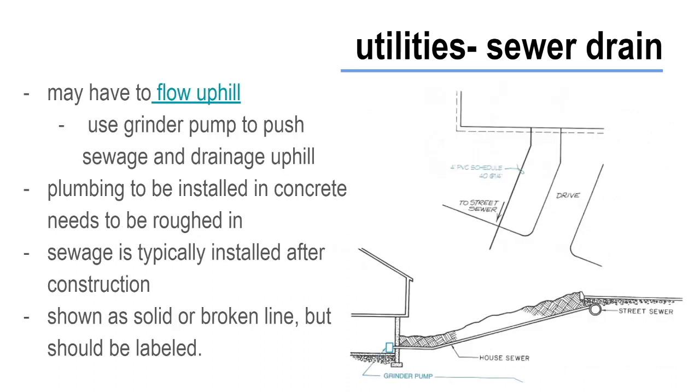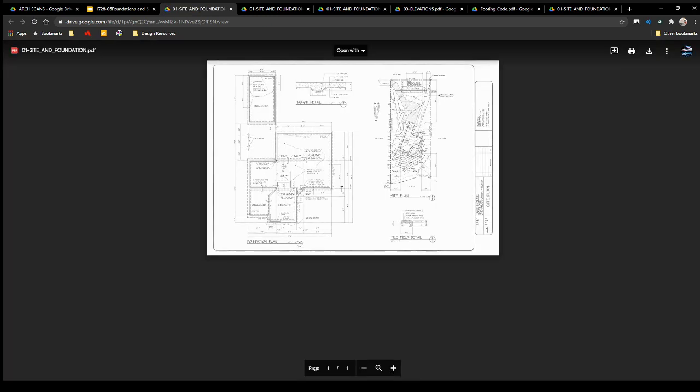In some cases, your sewer may have to flow uphill. You may not have an option: if the municipal system is uphill from your house, then it has to go uphill. So in that example of the lake house that we were looking at a couple of times, let's look at it one more time.